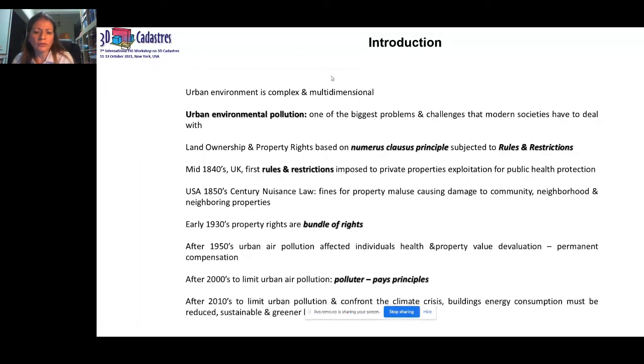After the 2000s, there is an effort to limit urban air pollution, especially at the EU level, in Europe, where the polluter pays principle is being enacted. After 2010, in order to limit urban pollution and to confront the climate crisis, the need for building energy consumption to be reduced is enacted. So we are moving to more sustainable and greener buildings.